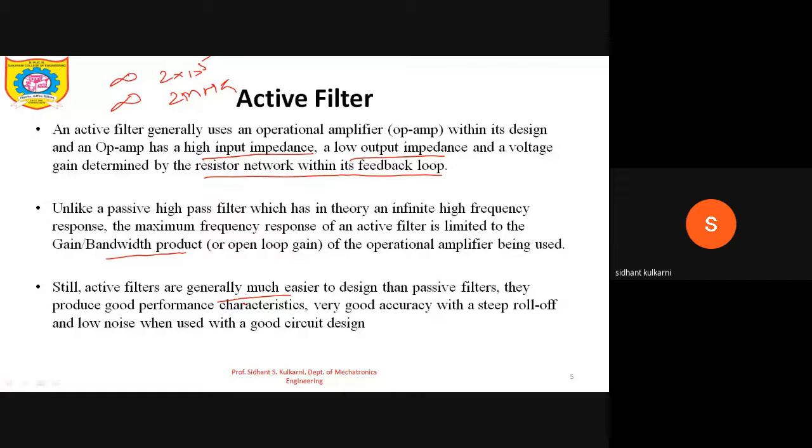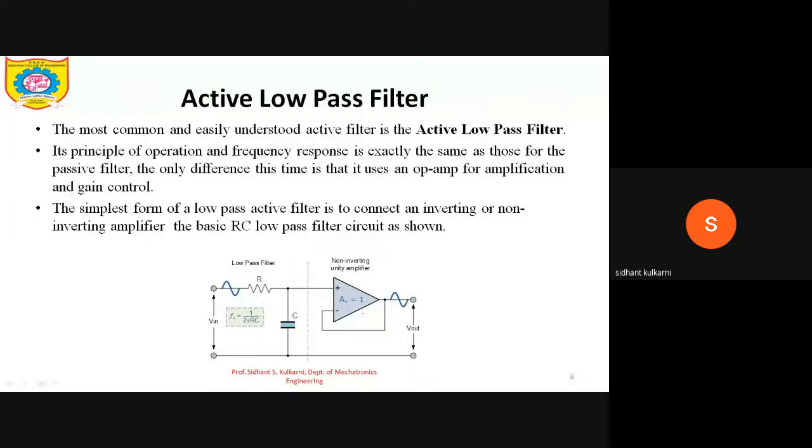Still, active filters are generally much easier to design than passive filters. They produce good performance characteristics, very good accuracy with a steep roll off, and low noise when used with a good circuit design. So these are some of the parts. So this is the first circuit which you are going to see.